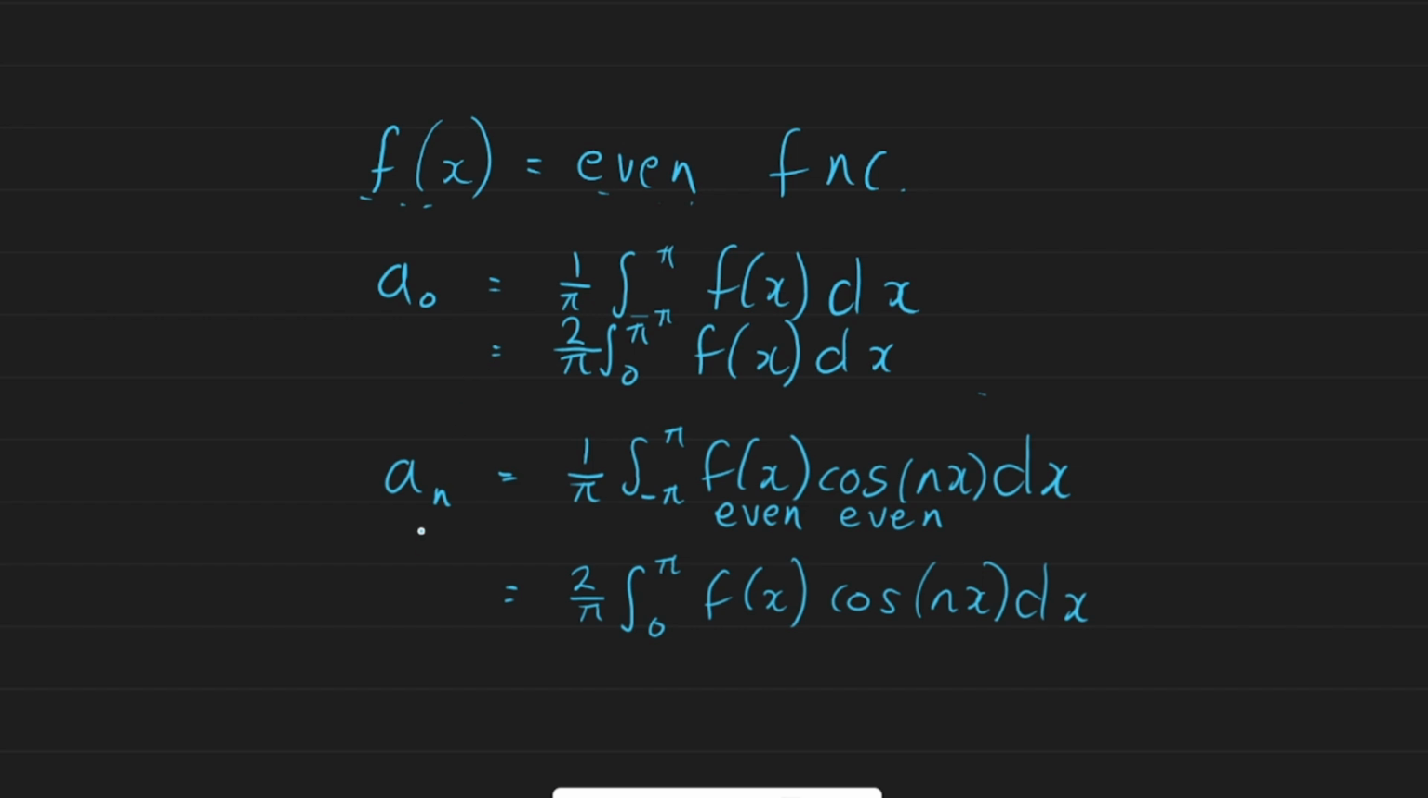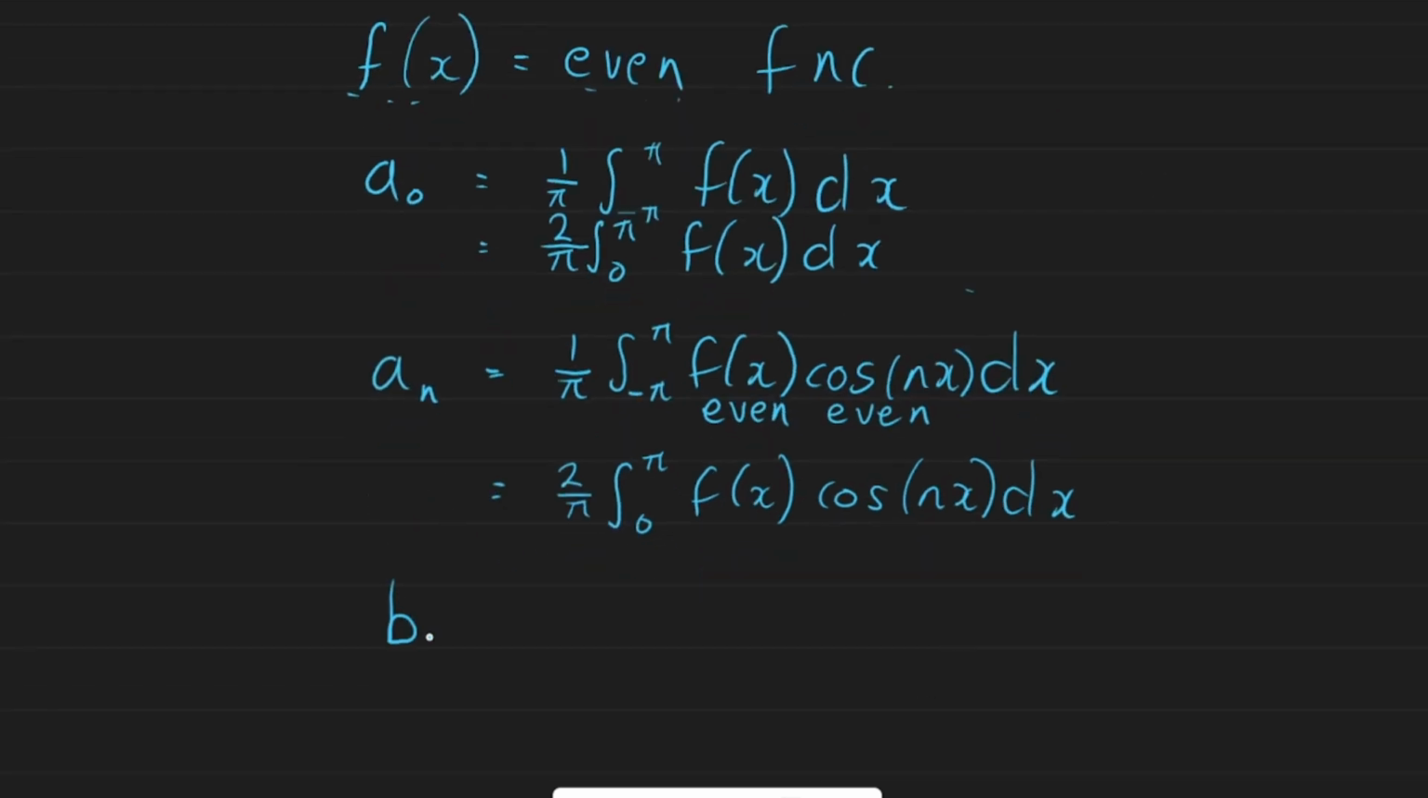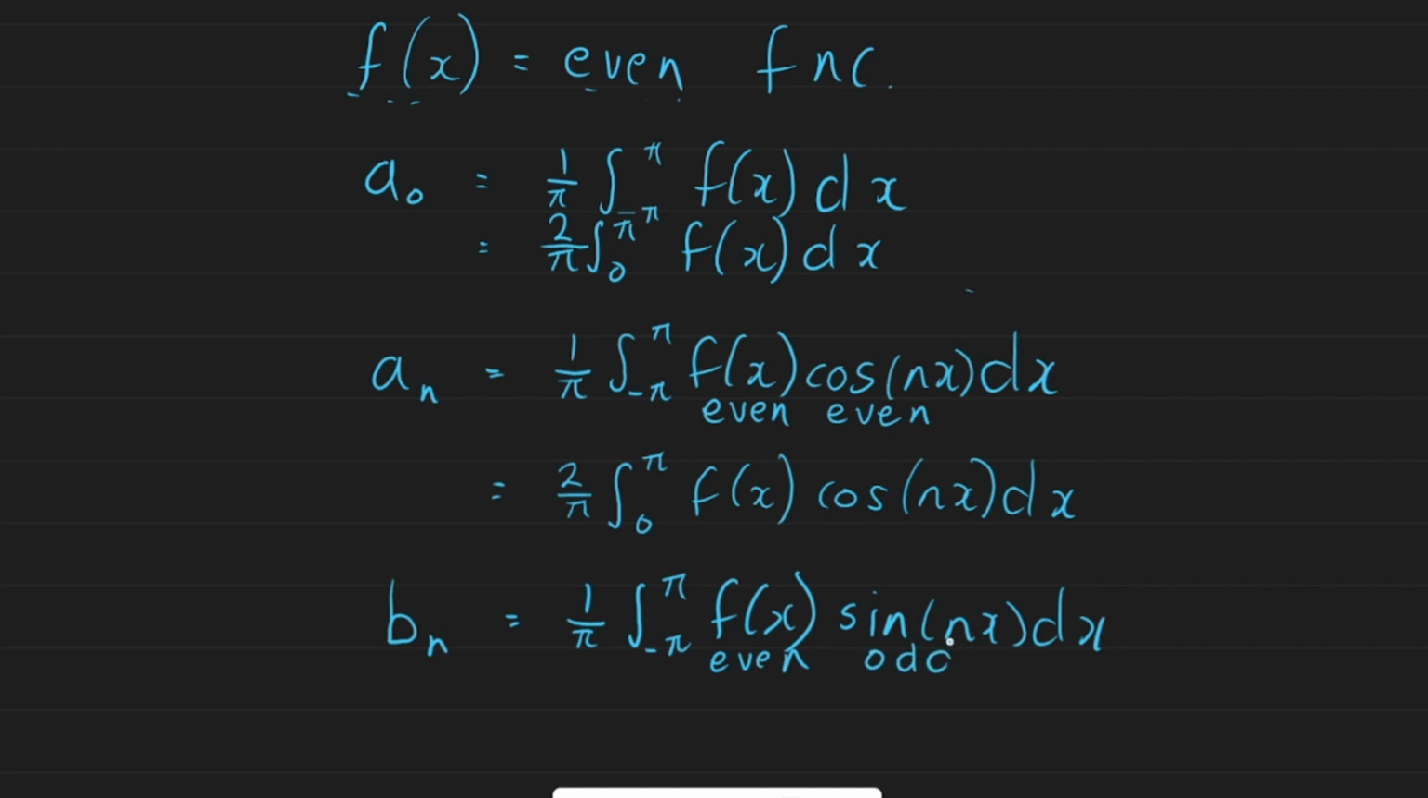So that's a naught, that's an, and then lastly, bn. So bn, we'll remember, is 1 over pi, integral from minus pi to pi of f of x sine nx. So here we have an even function. That's what we said. We said f of x, we're saying it's an even function that we're considering. And we're now multiplying it by sine. Sine, you'll remember, is an odd function, which we had shown earlier.